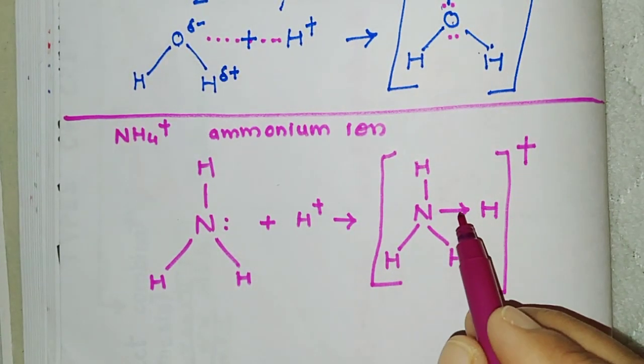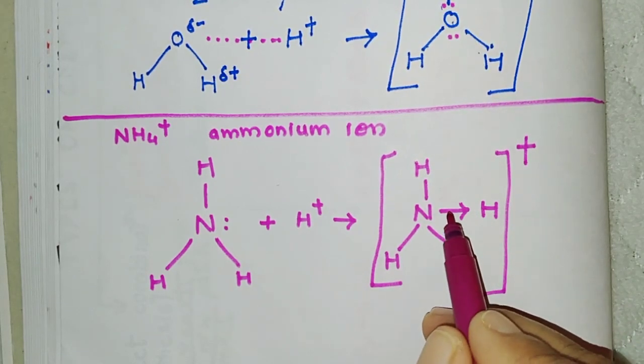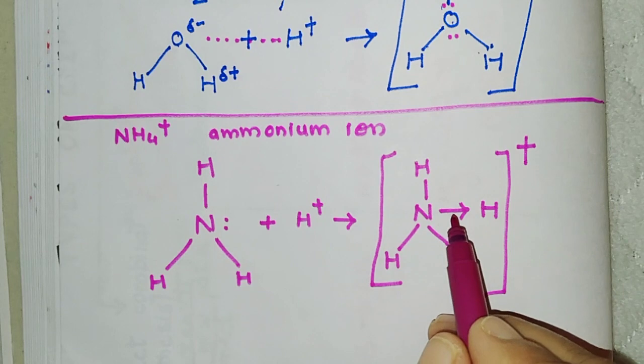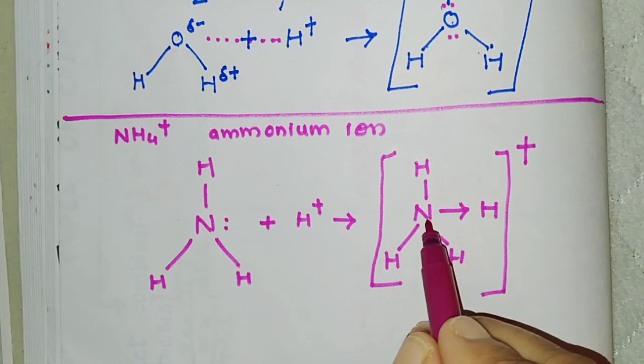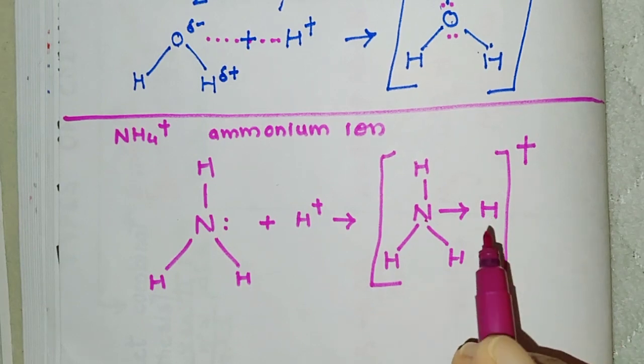A coordinate bond is a type of covalent bond in which the completely shared pair of electrons is donated from one atom to the other atom. So this is your coordinate bond.